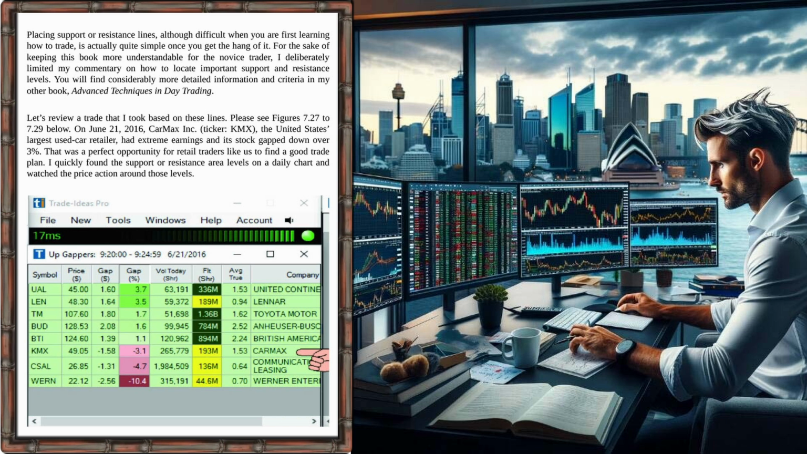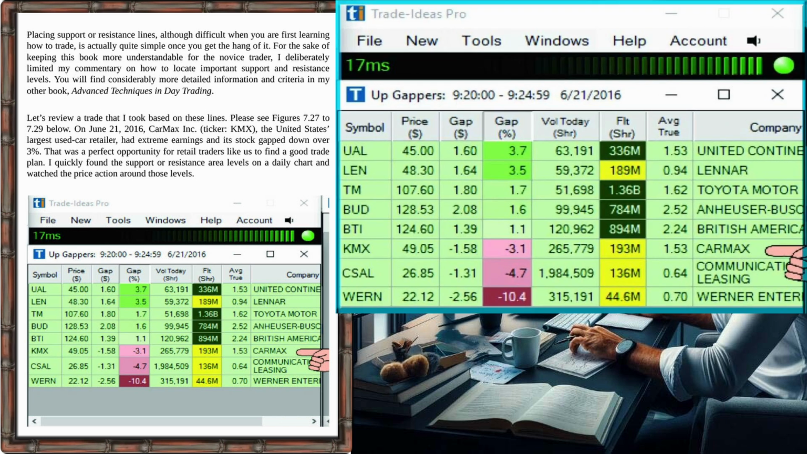Let's review a trade that I took based on these lines. Please see figures 7.27 to 7.29 below. On June 21, 2016, CarMax Inc., ticker KMX, the United States' largest used car retailer, had extreme earnings and its stock gapped down over 3%. That was a perfect opportunity for retail traders like us to find a good trade plan.